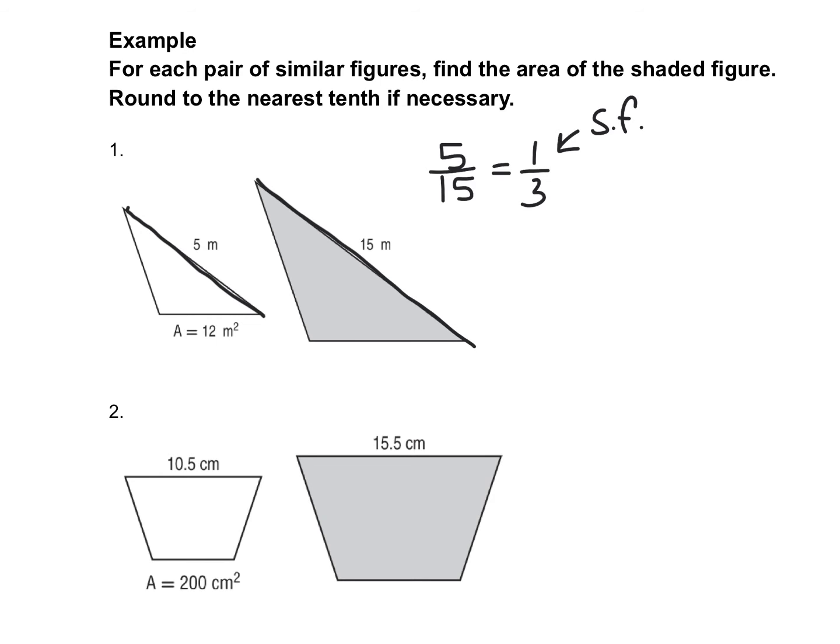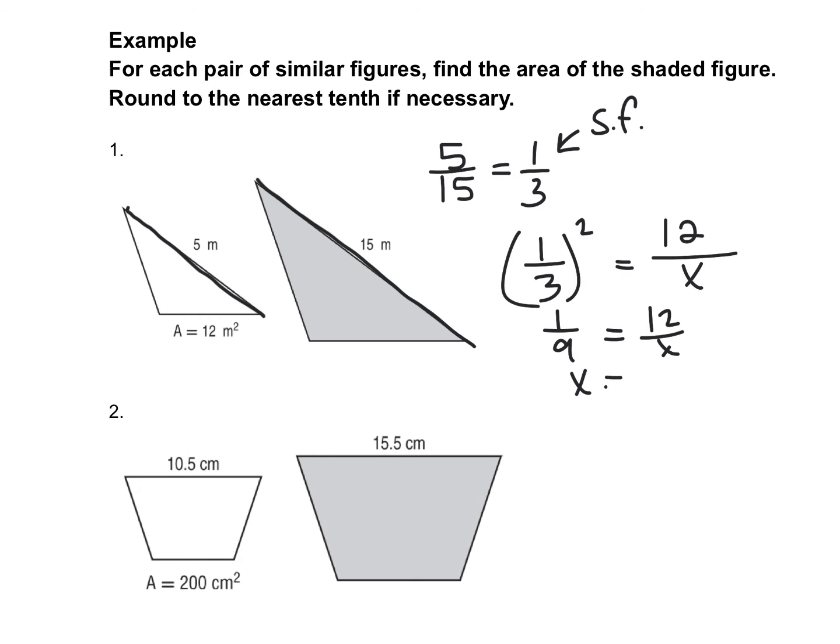So the unshaded region has an area of 12. If I take my scale factor and square it, that's going to equal the ratio of the areas as well. And I don't know what this one is. So this will be 1/9 equals 12 over x. And so x is equal to 108, and that's meters squared. And so that is going to be the area of the shaded region on that one.